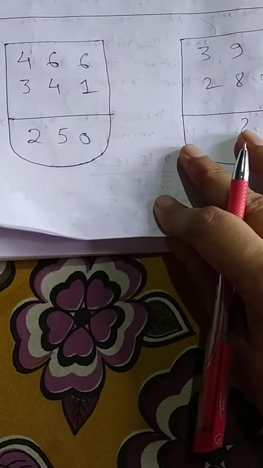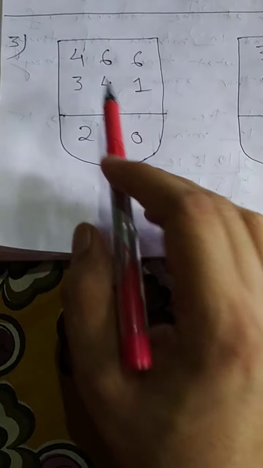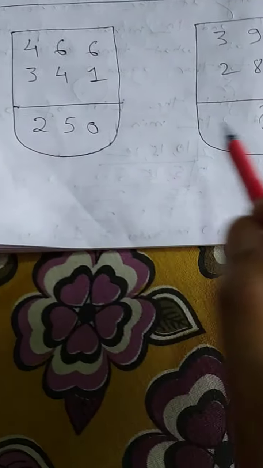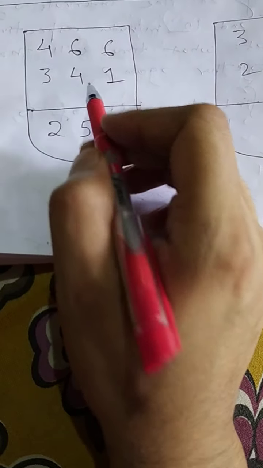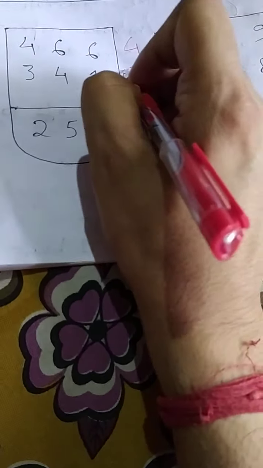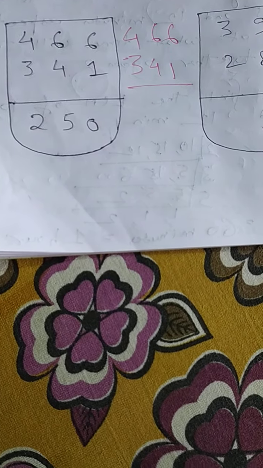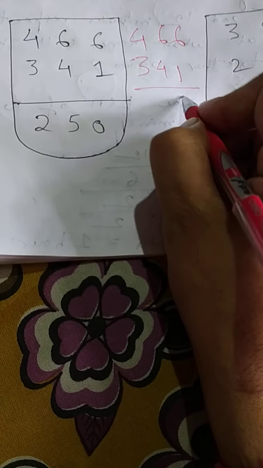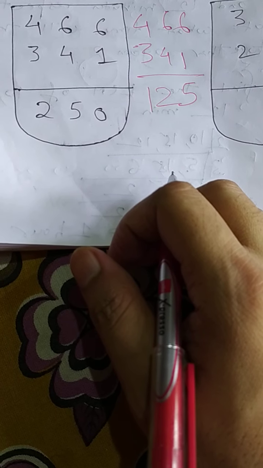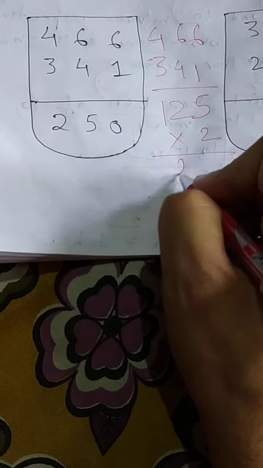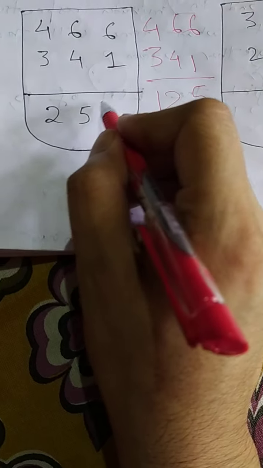Now the next one is this one, number 3. 466, 341, 250 is given. And you have to find out 398, 282 and question mark. So let's see. First you subtract these two numbers, 466 and 341. You will get 125. Now from 125, how will you get 250? From 125, if you multiply 2, you will get 250. This is the answer.